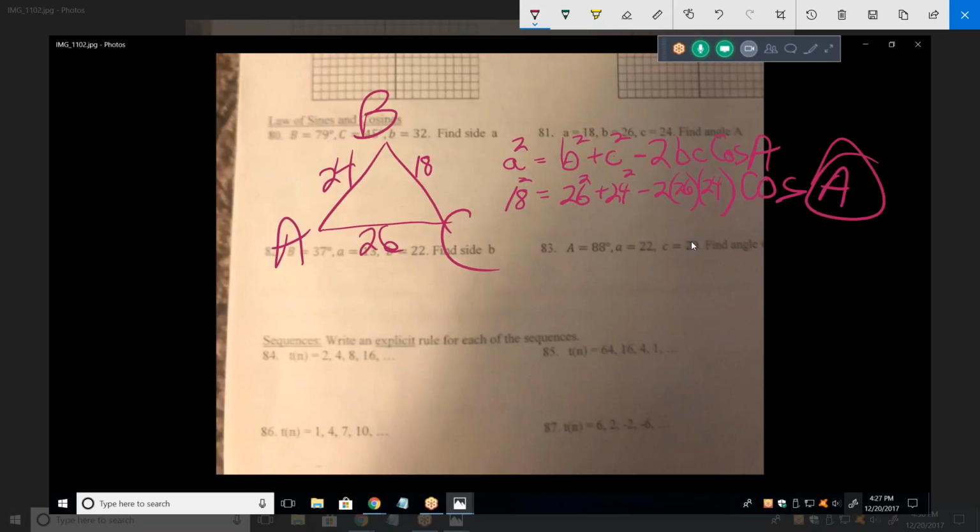I don't know the best way you have of doing a problem like this. If it were me, I would do each of these individually, write it down as a third line, and then go from there. In other words, what's 18 squared? 324. 26 squared. 676. 24 squared. 576. 2 times 26 times 24. 1,248.